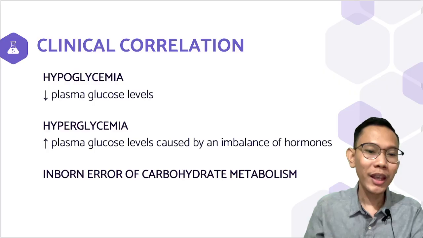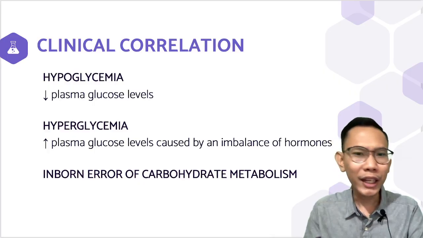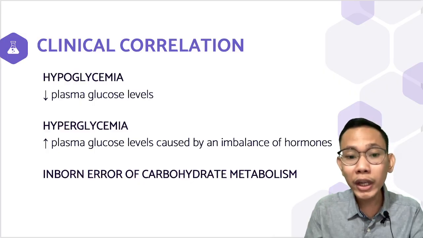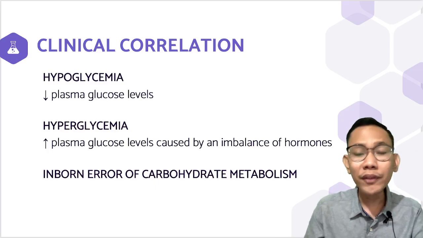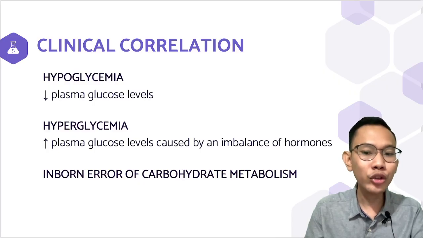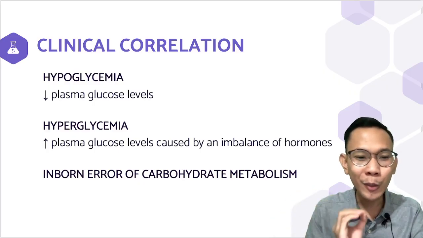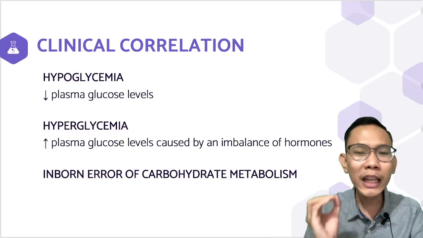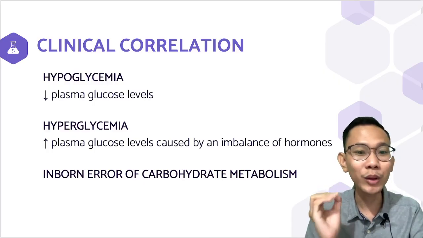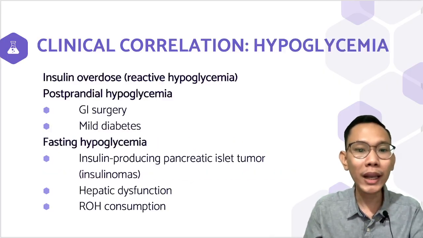But there are a lot of conditions where your hyperglycemia or hypoglycemia could be a manifestation of a certain disorder. And also, there are different inborn errors of your carbohydrate metabolism. I know you already discussed this in your biochemistry related to the glycogen storage diseases, as the result of a deficiency of a specific enzyme that causes an alteration of your glycogen metabolism. Of course, we will not deal with that anymore. It's too technical and sobrang dami. But what we will really focus on in our clinical correlation is your diabetes mellitus and hyperglycemia. But first, let's talk about your hypoglycemia.